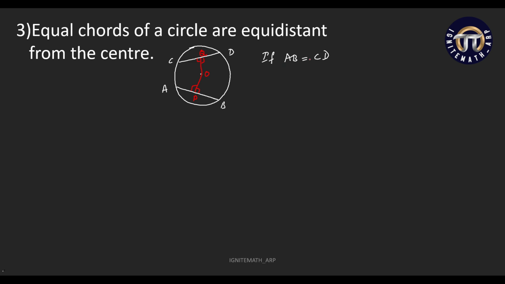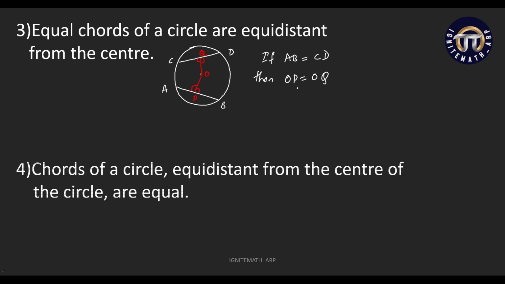So if two chords are equal in length, they are at equal distance from the center. If AB is equal to CD, then I can say OP is equal to OQ. If the chords are equal, then the distances of those chords from the center are also equal. Clear, children? Now the next point is the chords of a circle equidistant from the center of the circle are equal. It's the converse of what you learned in the previous statement.